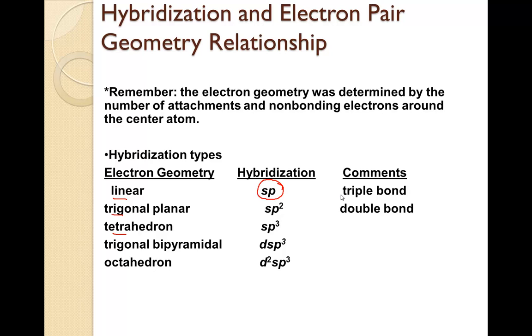For instance, if something has a triple bond, it's going to have an sp hybridization, which means one s orbital and one p orbital are blending together to create two new orbitals. Or a double bond could fall under the category of sp2. That's not the only type of trigonal planar, but it could correspond. So one s orbital and two p orbitals are blending together.